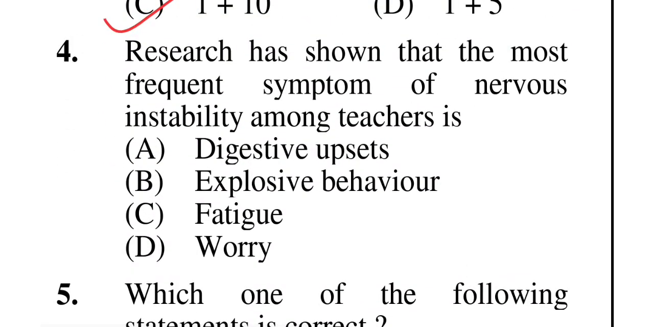Next question, it says, research has shown that the most frequent symptom of nervous instability among teachers is what? A. Digestive upsets. B. Explosive behavior. C. Fatigue. D. Worry. What do you think? So the correct answer will be B. Explosive behavior. Explosive behavior means when a teacher gets angry and it gets out of control.